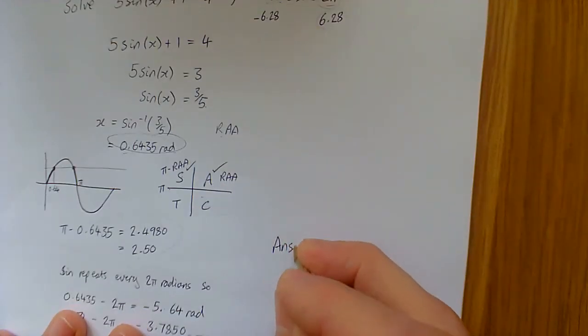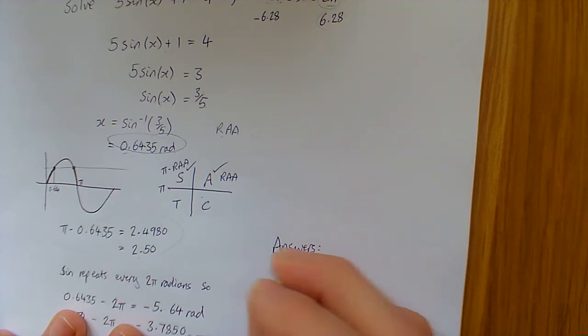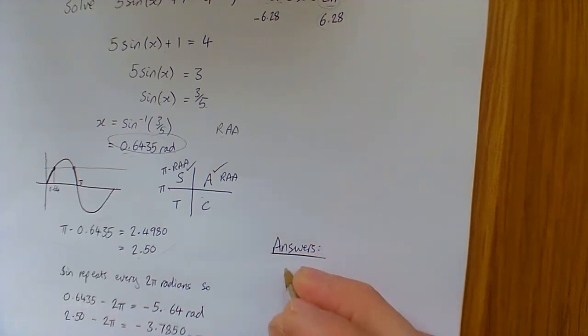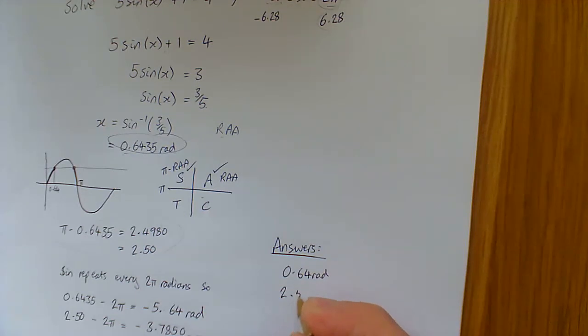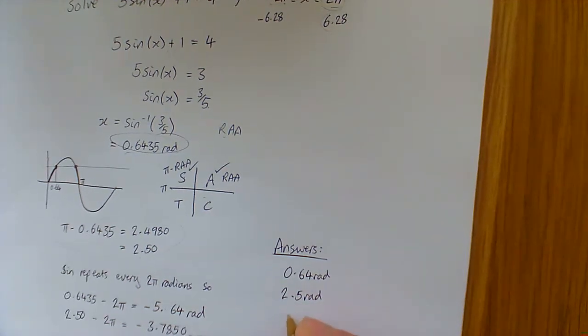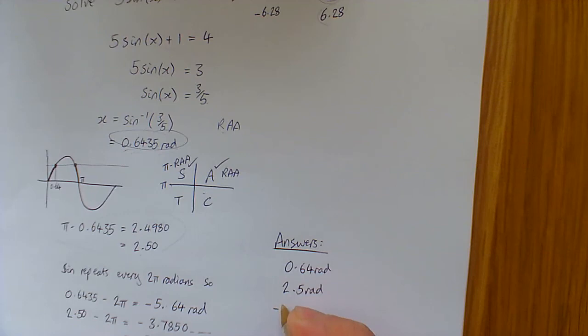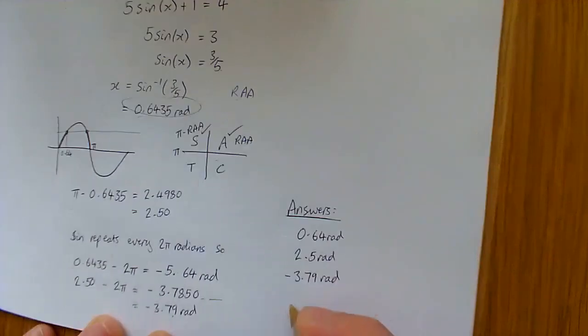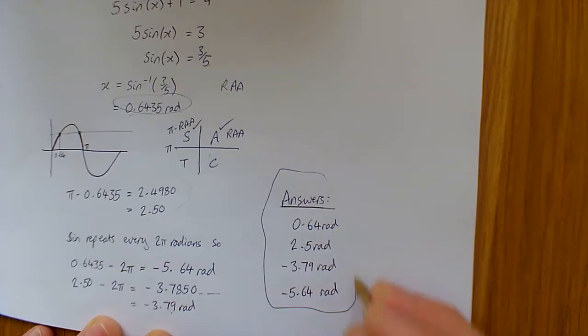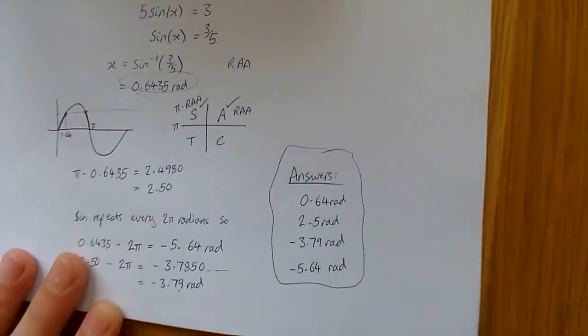So what are our answers? Let's summarize our answers. These are all in radians. We have 0.64, just keep everything to 2 decimal places, 0.64 radians, 2.5 radians, minus 3.79 radians, and minus 5.64 radians. And those are our final 4 answers to this question.